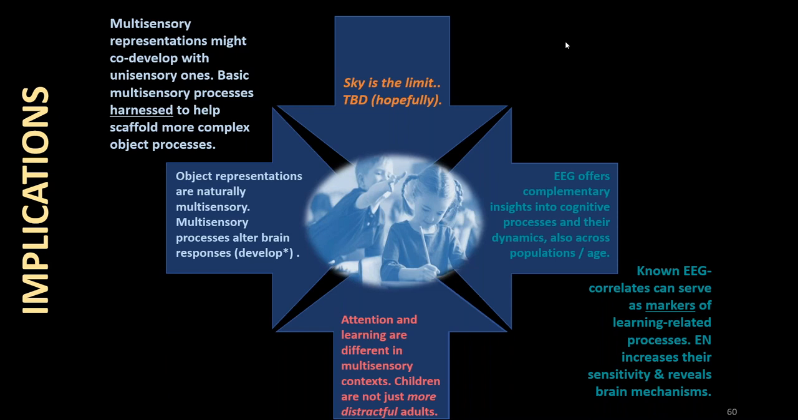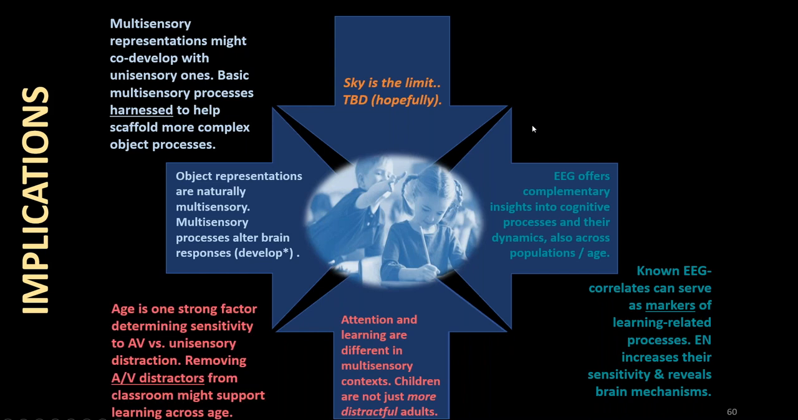But here, multivariate methods increase the sensitivity of those markers and also can reveal brain mechanisms, which obviously is very useful. Then age is one strong factor that determines sensitivity to audiovisual versus unisensory distraction. And based on this, as well as other research, I would suggest that removing auditory and visual distractors from the classroom could support learning, not only for the younger individuals, but also across age groups.